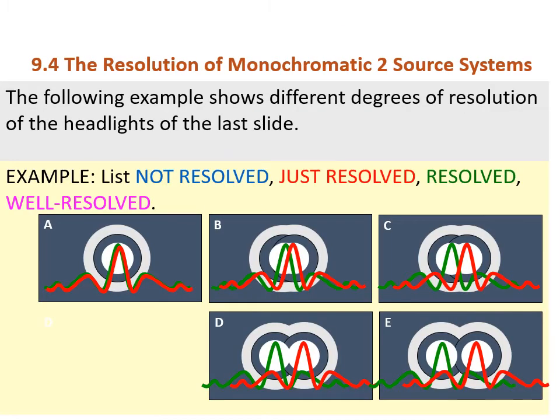So on this slide I have different examples of diffraction patterns overlapping, and I want you to tell me, looking at choices A, B, C, D, or E, which of the following are not resolved. Okay, and if you chose choices A and B, that is correct. These are not resolved. Looking at the remaining diffraction patterns, please tell me which of the following are just resolved. In this case, there's only one that is just resolved, and that would be choice C.